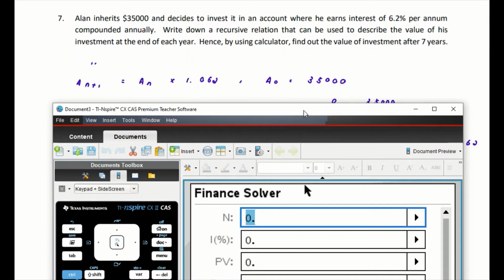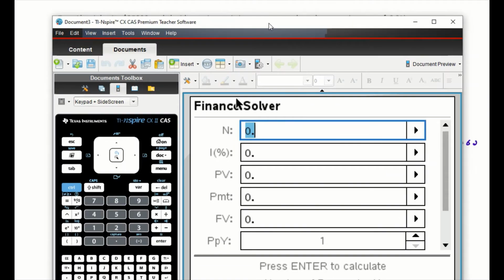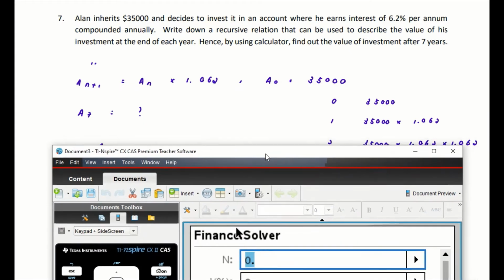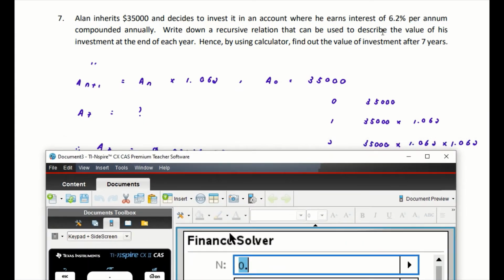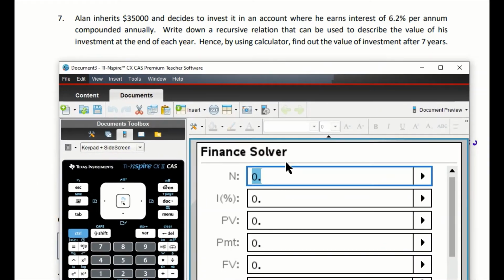In this case, let's put in the values that we want. This question is to find out the value of the investment after 7 years, so you are finding the future value. FV is the thing that you are finding. N is the number of payments, which means how many times compounding happens in the period of your investment. This one is compounded annually, so 1 time per year, and you are finding the value after 7 years. So the total compounding is 1 times 7, which is 7 times.